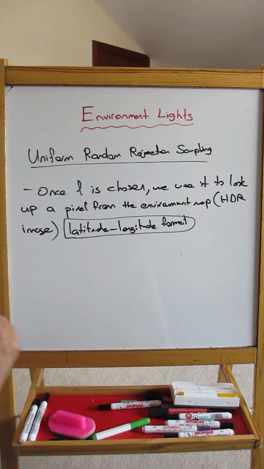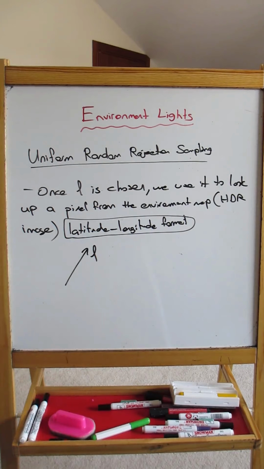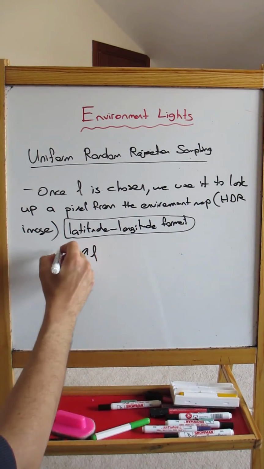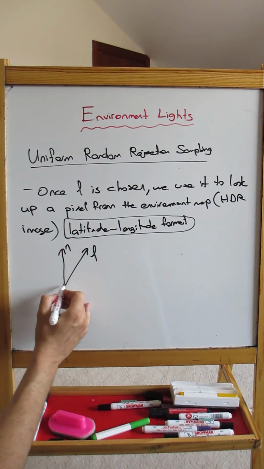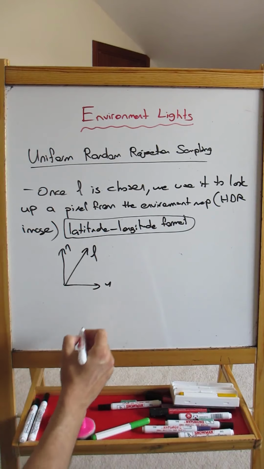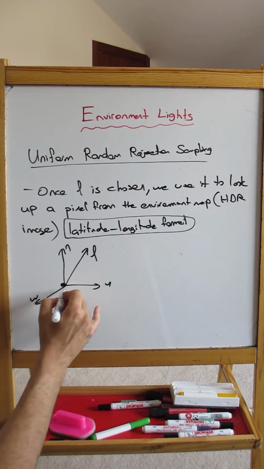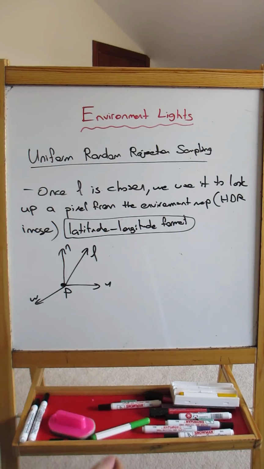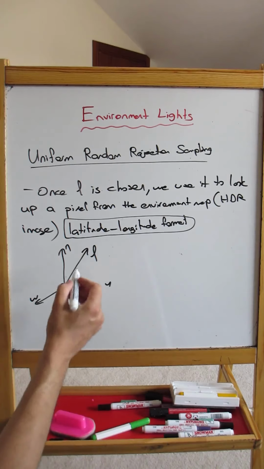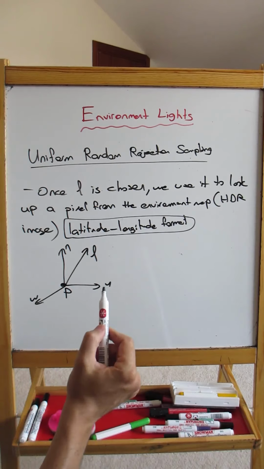Now once we have L, we must map this to a direction. So this is L, right? Remember we have our surface normal, and two other vectors, which you can think of like U and W. This is our point P. This was the surface normal at point P, and L we have generated using the procedure in the previous board. So now we will generate the texture coordinates to look up the environment map.